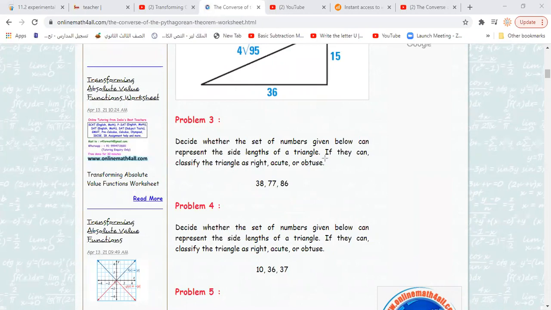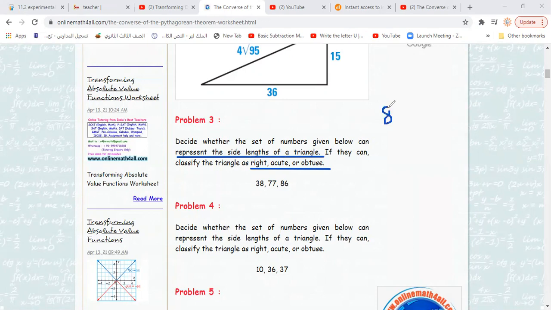First, we should identify the bigger number, which is 86. Thank you, with all my respect to you, Lujaina, but the question is divided into two parts. First, what? Does it represent the sides of a triangle or not, and then classify the triangle. Okay, so this is 38, this is 77. Which one is the largest side? 86. So 86 is the largest side.